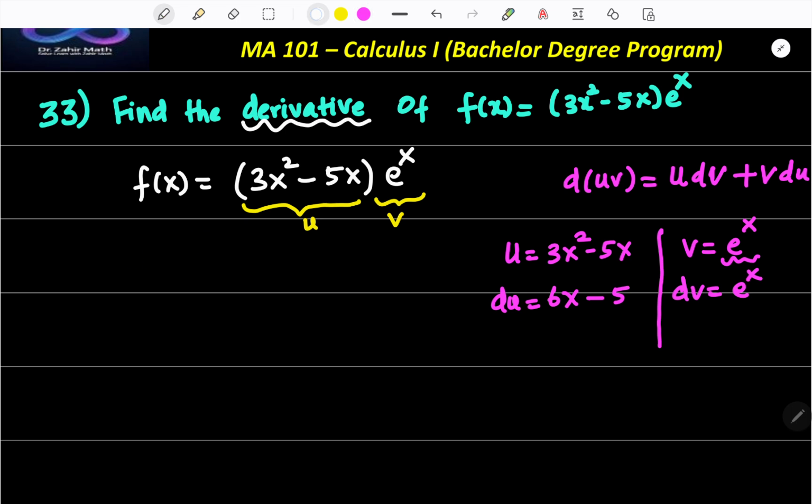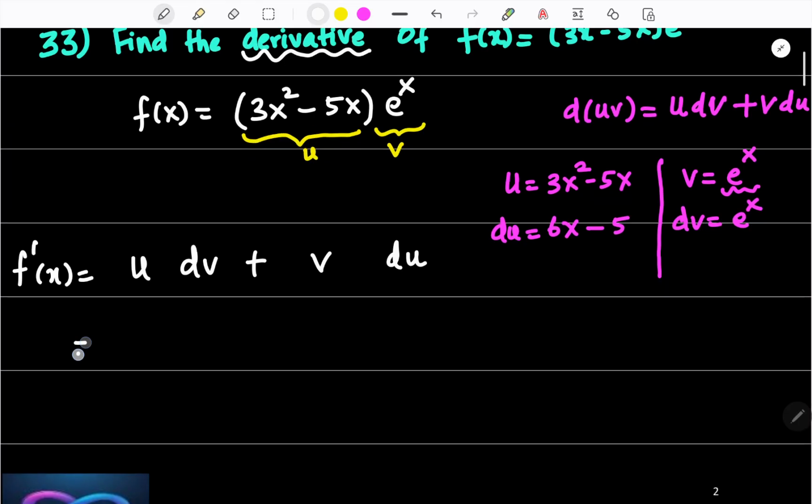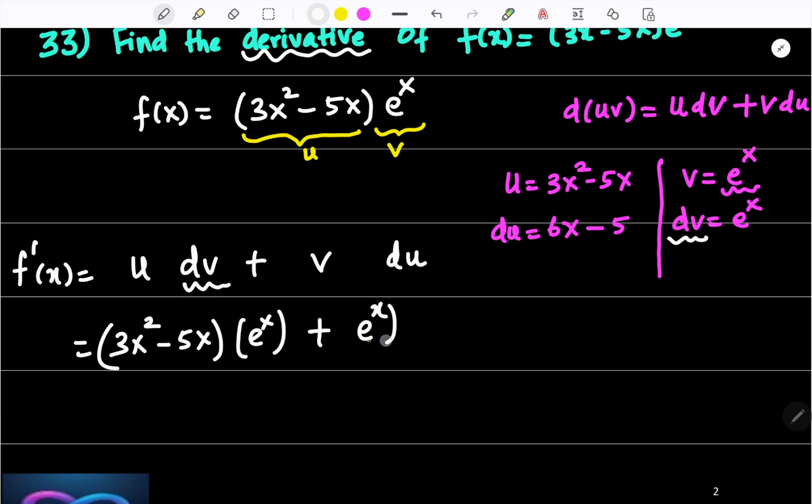Let's go for f dash of x now. So f dash of x equals u derivative v plus v derivative u. What is u? Which is 3x square minus 5x. What is dv, the derivative of v, which is e power x, plus v. What is v? e power x. This is here. What is du, the derivative of u, which is 6x minus 5.